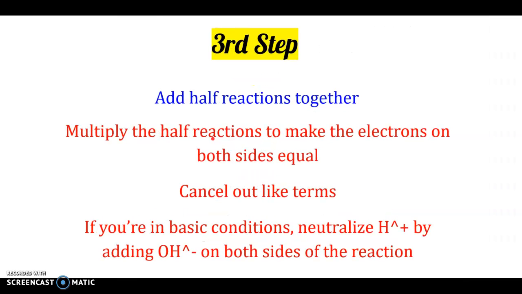Now for the third step. For the third step, we must add both of the half reactions together. We do this by multiplying the half reactions to make the electrons on both sides equal. Then, we cancel out like terms, and if you're using basic conditions, you neutralize the H+ by adding OH- on both sides of the reaction.